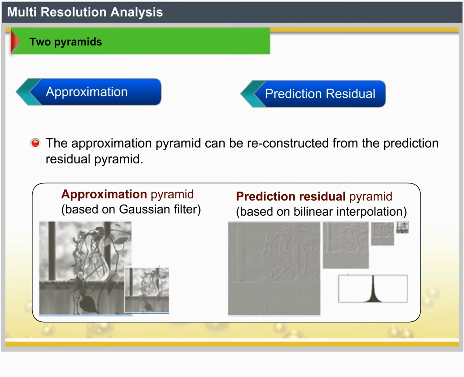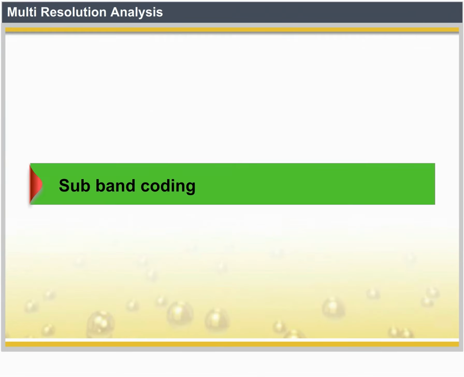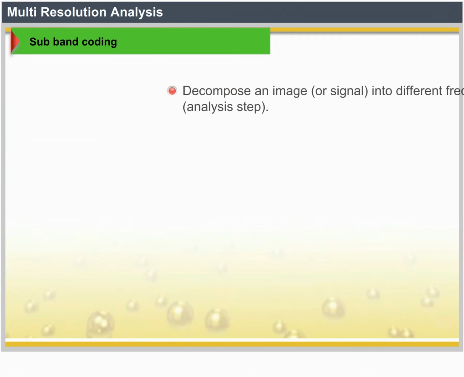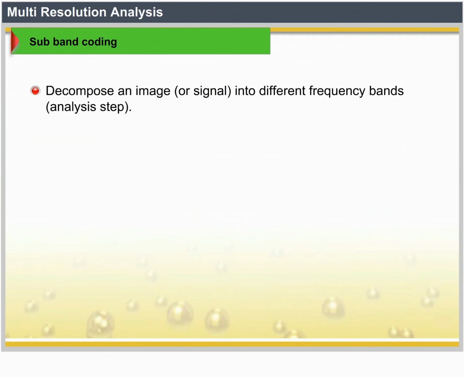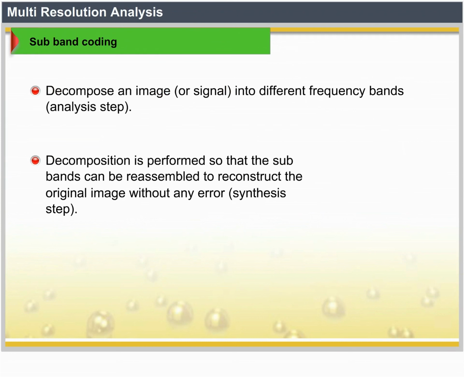Sub-band coding. Decompose an image or signal into different frequency bands. Analysis step: decomposition is performed so that the sub-bands can be reassembled to reconstruct the original image without error. Synthesis step: need to choose appropriate filters, that is, a filter bank.